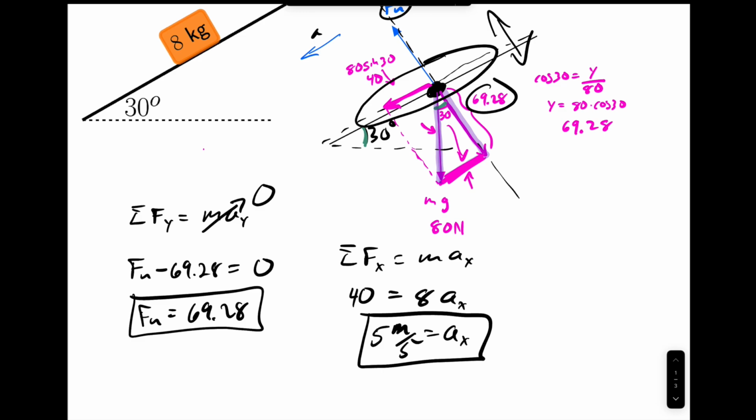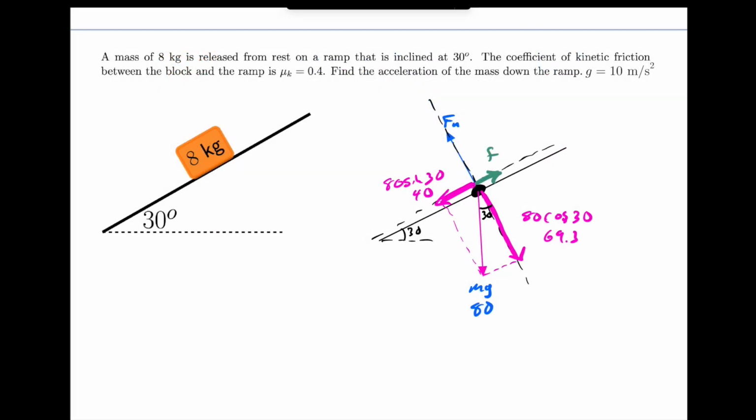Now, let's get on to a problem where there is friction. Okay, now we have pretty much the exact same problem, with the exception of friction. So the mass is still 8 kilograms, it's still tilted at an angle of 30 degrees, but now the coefficient of kinetic friction is 0.4. Now remember what I said in my last video, and if you haven't watched it, go back and check that out before you try this, okay?